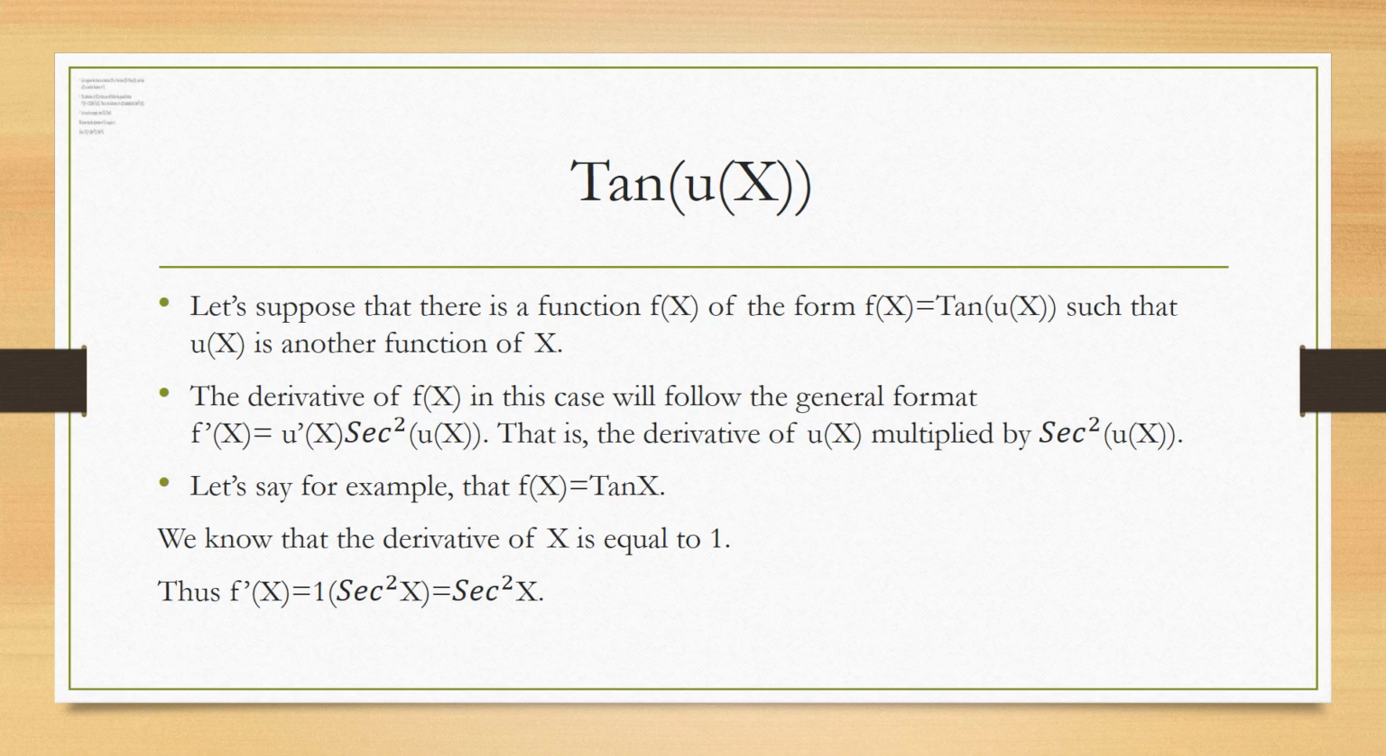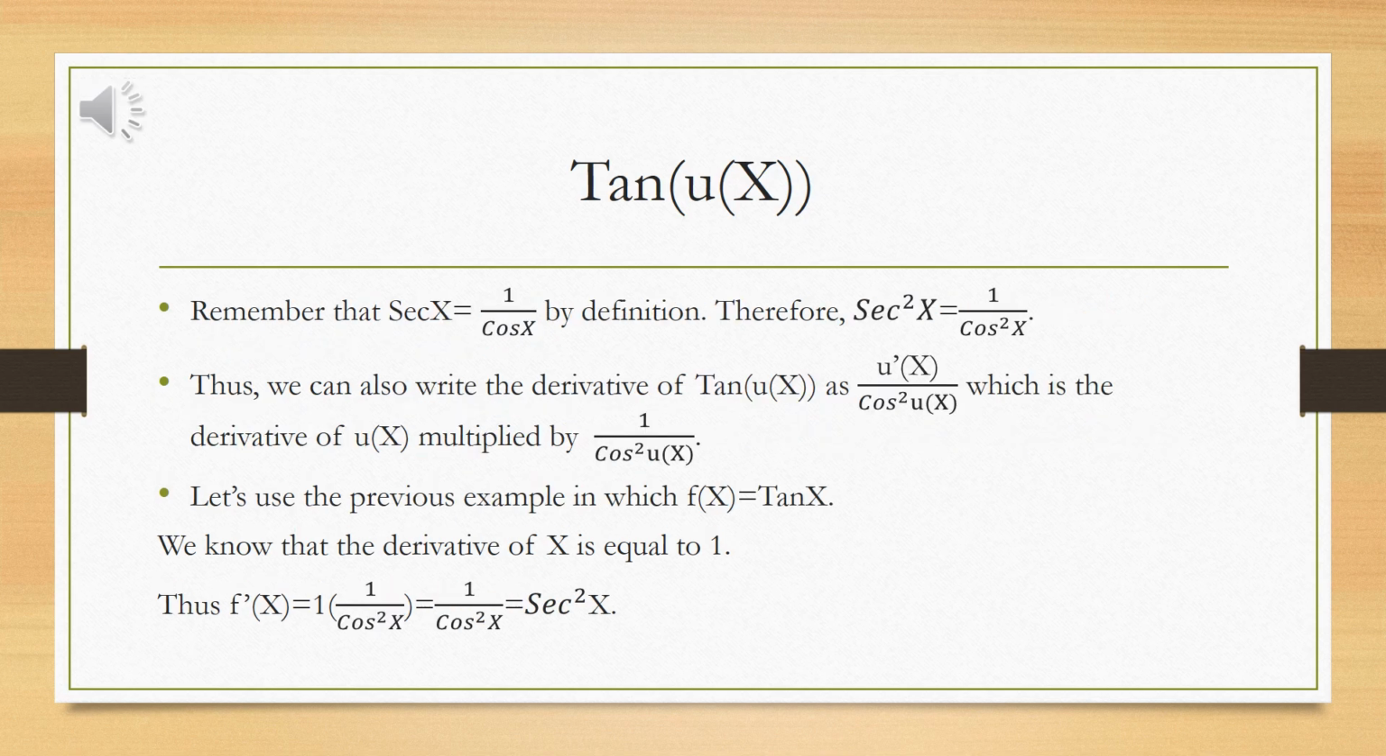Let's say, for example, that f of x equals tangent x. We know that the derivative of x is equal to 1. Thus, f prime of x equals 1 times secant squared x, which is secant squared x.